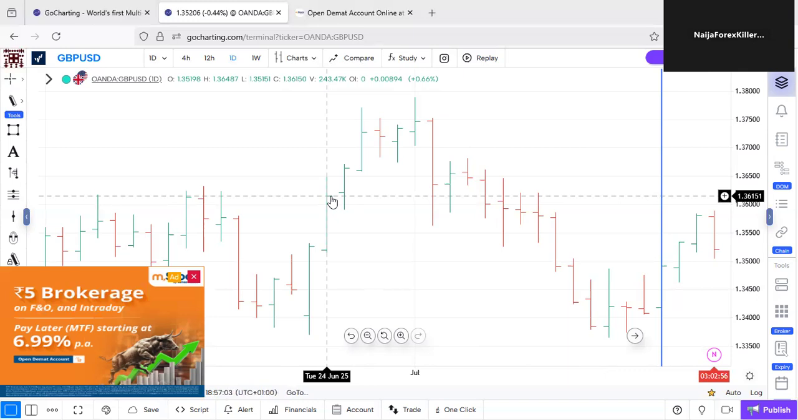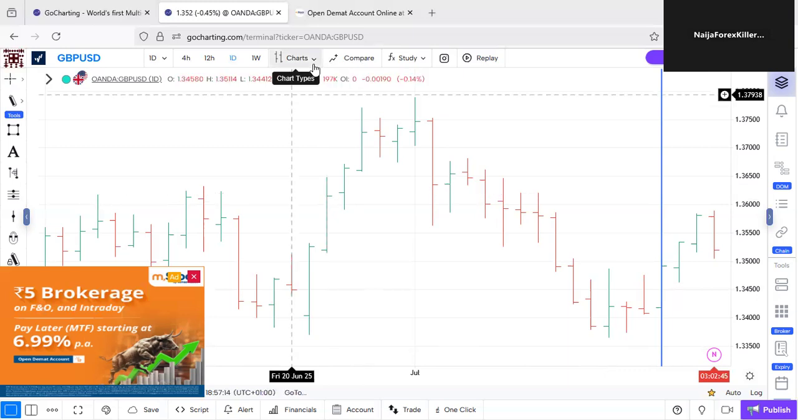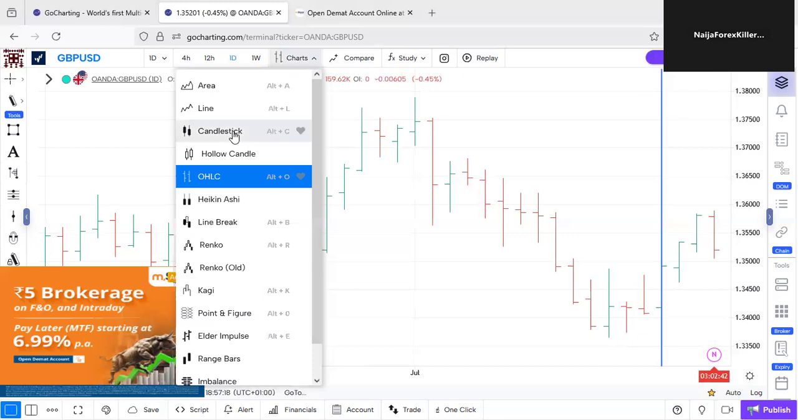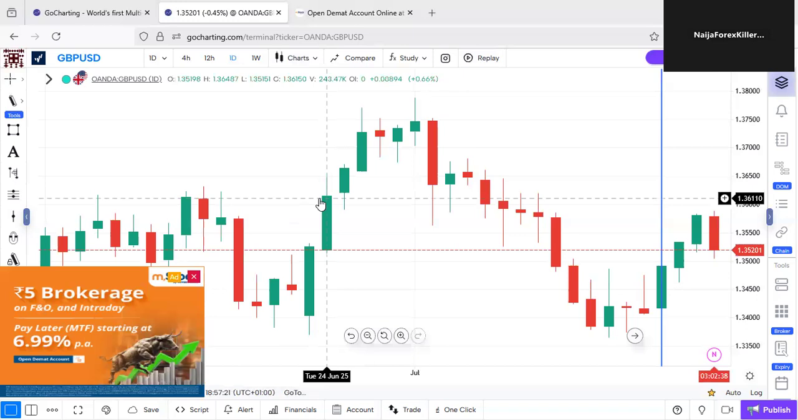So that's all you need to know about candlesticks. That's all you need to know. But if you want to trade, I recommend you use candlesticks. Candlestick charts are the most important. They're the easiest and most understandable. That's what you need to understand. These three of them are the most important ones that you need to know. Others are just to add on.